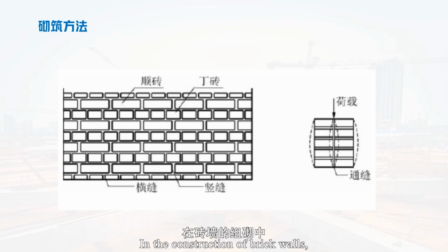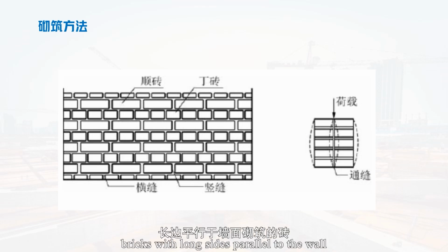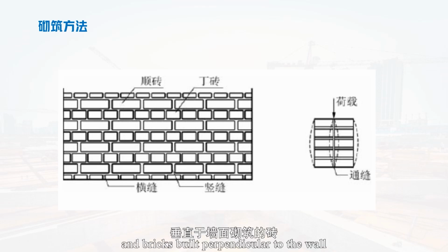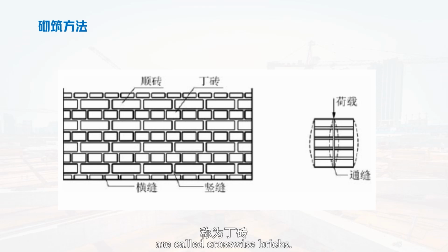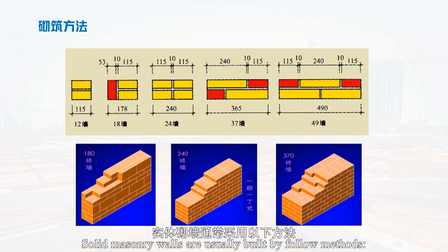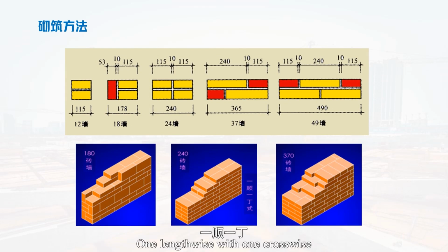In the construction of brick walls, bricks with long sides parallel to the wall are called lengthwise bricks, and bricks built perpendicular to the wall are called crosswise bricks. Solid masonry walls are usually built by the following methods: one lengthwise with one crosswise, multiple lengthwise with one crosswise, box header bond, and full lengthwise.